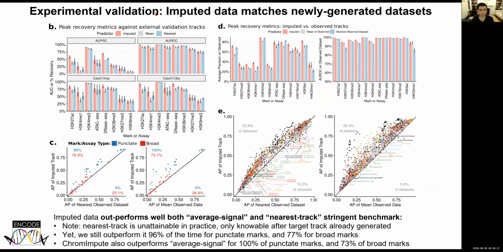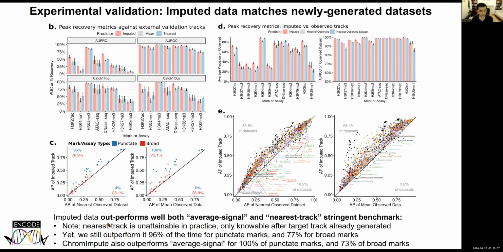We've also used experimental validation to show that imputed data matches newly generated data sets that were not available at the time that the predictions were made. And we've also compared the imputed data to the nearest track dataset, as well as the average signal dataset. Now, the nearest track is a particularly stringent benchmark. It basically says, if I were to somehow magically know the best possible predictor track across the entire genome using a single track, how well would I do?